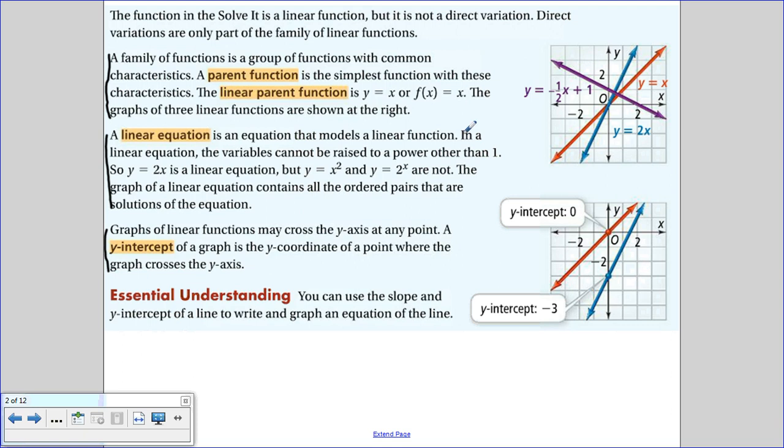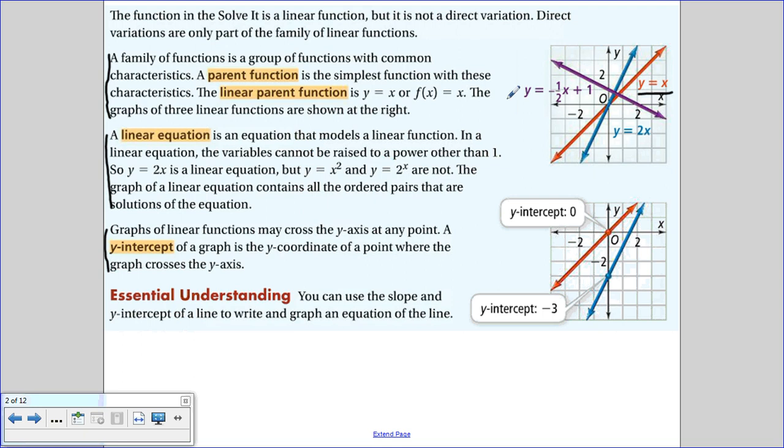Okay, so essentially, the parent function is the simplest function with these characteristics. Okay, and what we're talking about, a family of functions, is just a group of functions. So the parent function is the simplest, and that's this guy right here, y equals x. That's the simplest form of a line. A linear parent function, I'm sorry, that is the parent function for lines.